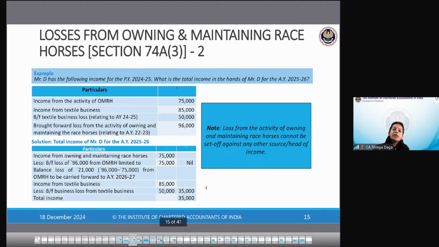If any of that money accrues to the person who is owning and maintaining race horses, then he will reduce the revenue expenditure incurred to maintain race horses. He will reduce stake money from that, and the net outcome is a profit or loss. How many years? 4 years.